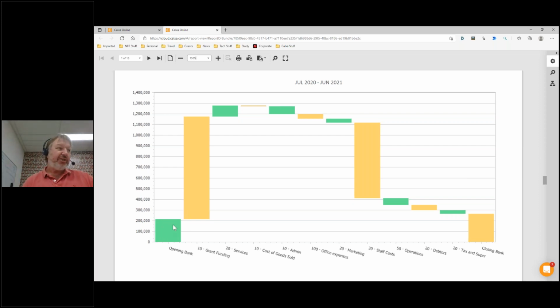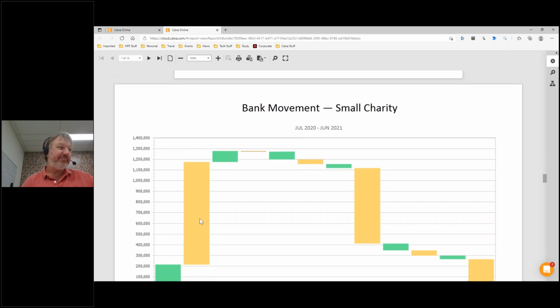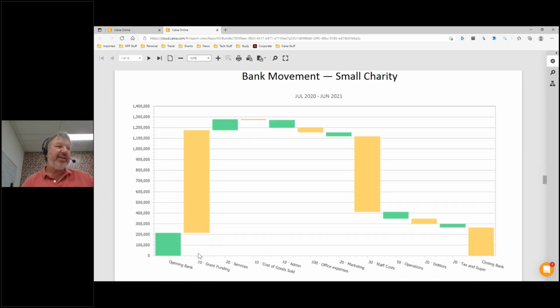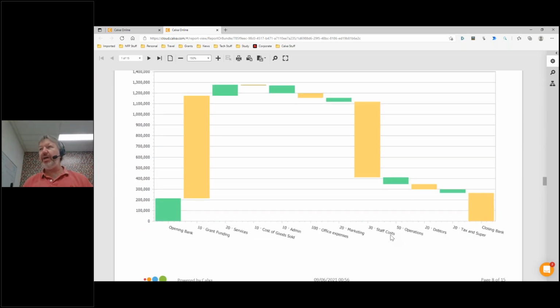But this one shows the bank at the beginning of the year, and then the income coming in, and you can clearly see grant funding is our biggest source of income, and then cost of goods and expenses going out. And again, it's clear that the biggest expense for this organization is staff costs, and then we end up at the closing bank, and we can see in this case that's slightly higher than the opening bank. So it's about presenting that information in different ways to try and help your audience understand it.